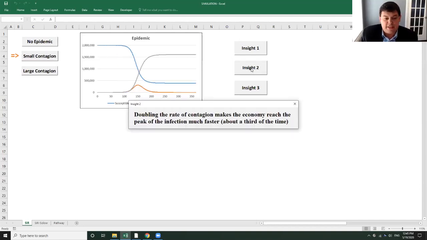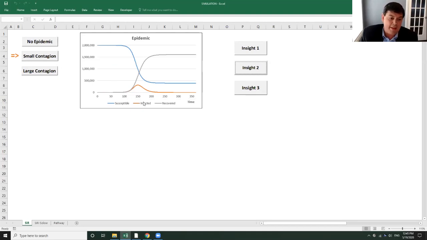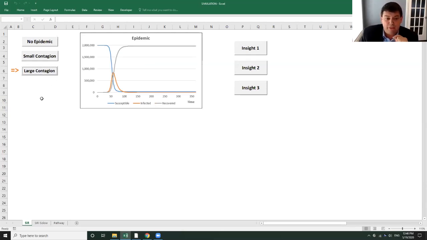Okay. Another thing we notice is that if I double the rate of contagion, the economy reaches the peak of infection much faster. It's about a third of the time. You can see that I get a peak here at day 150. That means that on this day, about 300,000 people in the simulation are going to be potentially needing medical attention and needing the healthcare system. When I double this epidemic, now I have 800,000 needing the healthcare system after just 50 days. So the peak is larger and comes much faster. You can see that the blue line of healthy people, before you get the virus, goes down drastically. Okay.